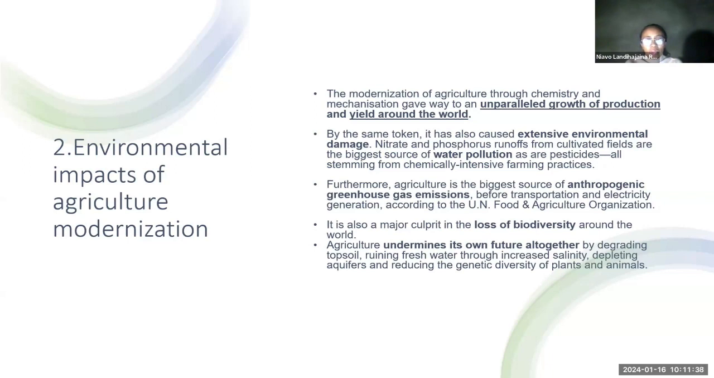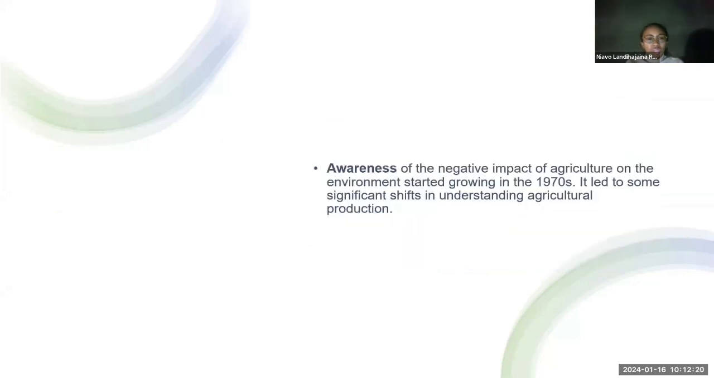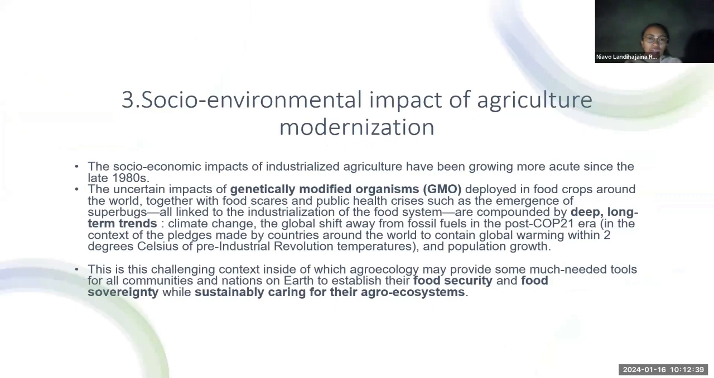It is also a major culprit in the loss of biodiversity around the world. Agriculture undermines its own future by degrading topsoil, draining fresh water through increased salinity, depleting aquifers, and reducing the genetic diversity of plants and animals. These are the main impacts of agricultural modernization, and that's why the practices of agroecology have emerged. Awareness of the negative impact of agriculture on the environment started around 1970. It led to some significant shifts in understanding agricultural production. But agricultural modernization has also had different socio-environmental impacts.